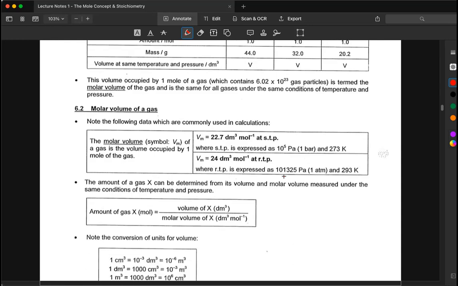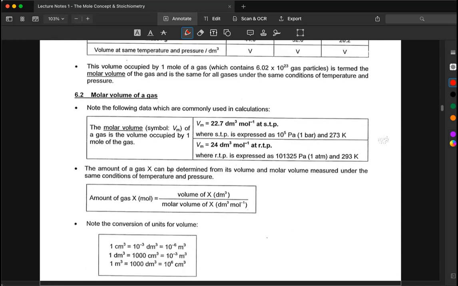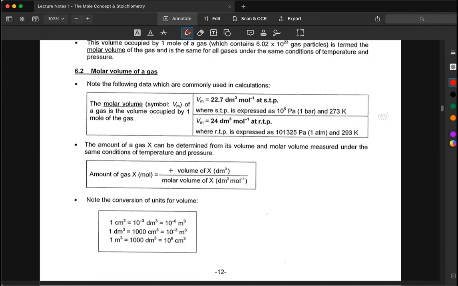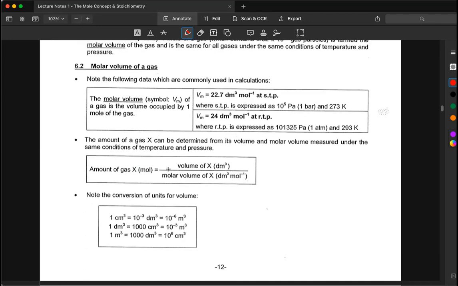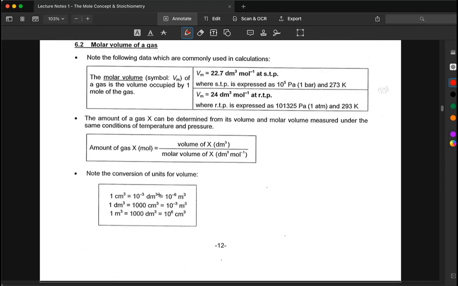All right. So the amount of gas can be determined from the volume and the molar volume measured under the same conditions of temperature and pressure. All right. So the amount of gas is equivalent to the volume divided by the molar volume. Okay, and note the conversion of units for volume.